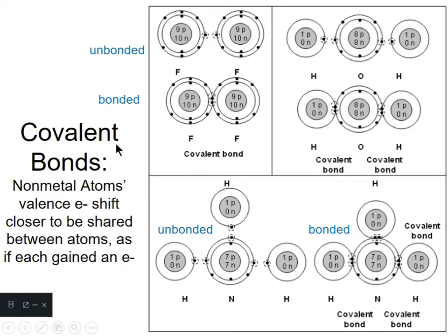In this case, what we're really showing is that the nonmetal atoms' valence electrons are going to shift closer to be shared between atoms, as if each of the atoms gained an electron. So here I'm showing them unbonded, and I've circled the ones so that you can kind of focus on them. As I bring these two clouds closer together, and we usually just draw the whole atoms closer together, we see that now they're sort of overlapping. So one of these came from the right one, and one of these came from the left one, but together they're sort of being shared.